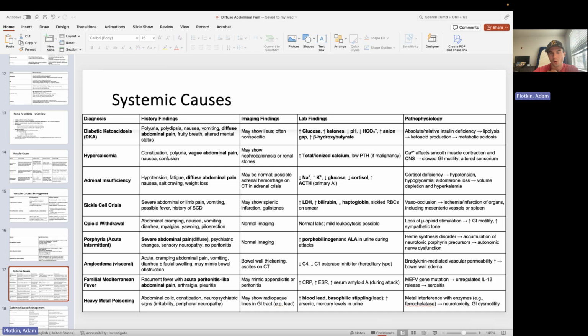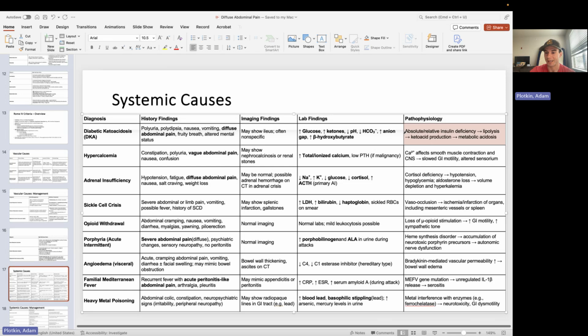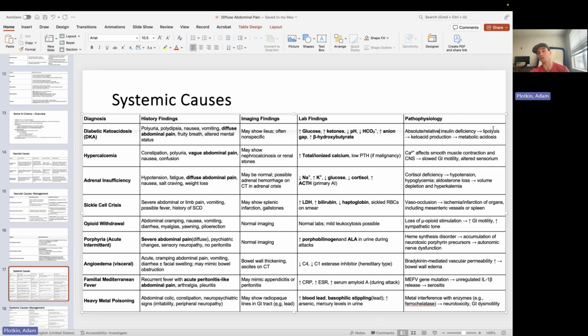We might see ileus, or really, we're probably not going to see much. In labs, we're going to see super elevated glucose, elevated ketones, low pH, low bicarb, elevated anion gap, and elevated beta hydroxybutyrate. Classic DKA, right? It's an anion gap metabolic acidosis. For the pathophysiology, we're going to think about an absolute or a relative insulin deficiency. It leads to lipolysis and elevated keto acid production, and that leads to an anion gap metabolic acidosis.